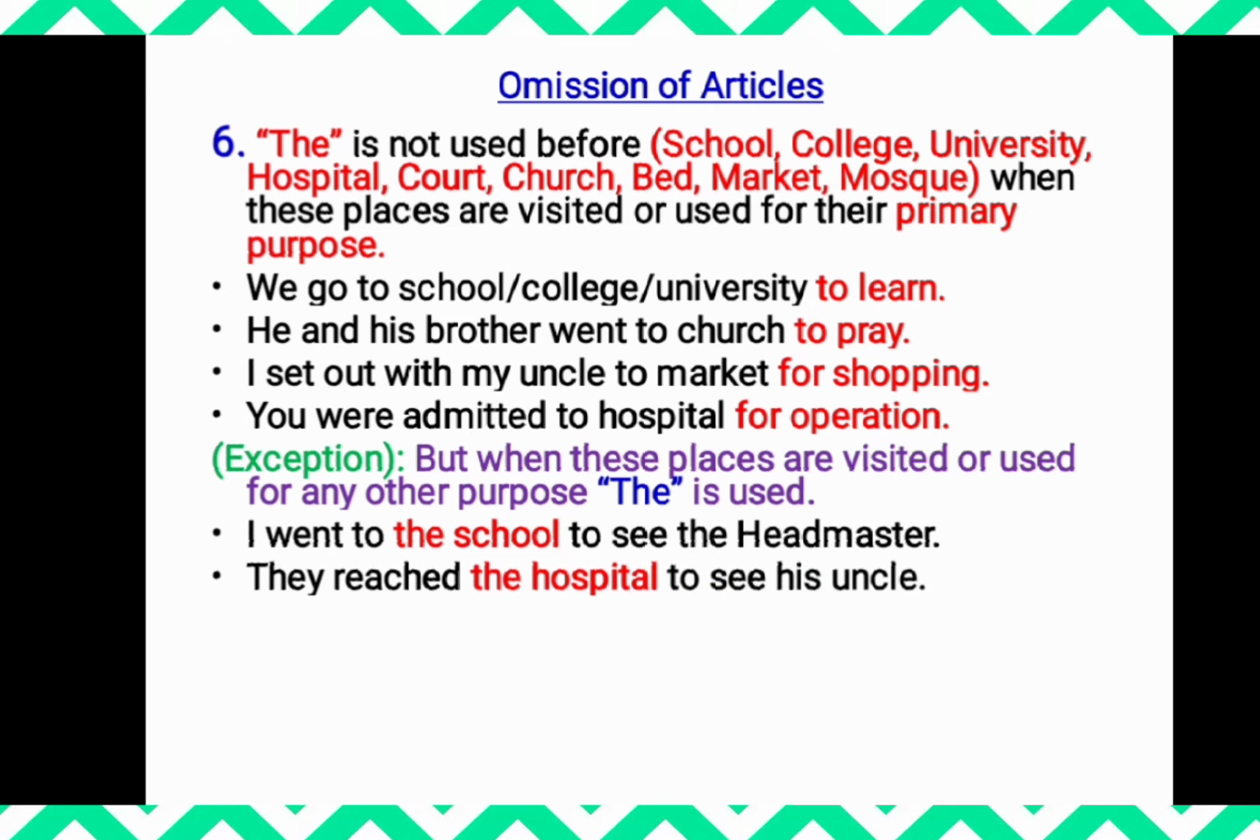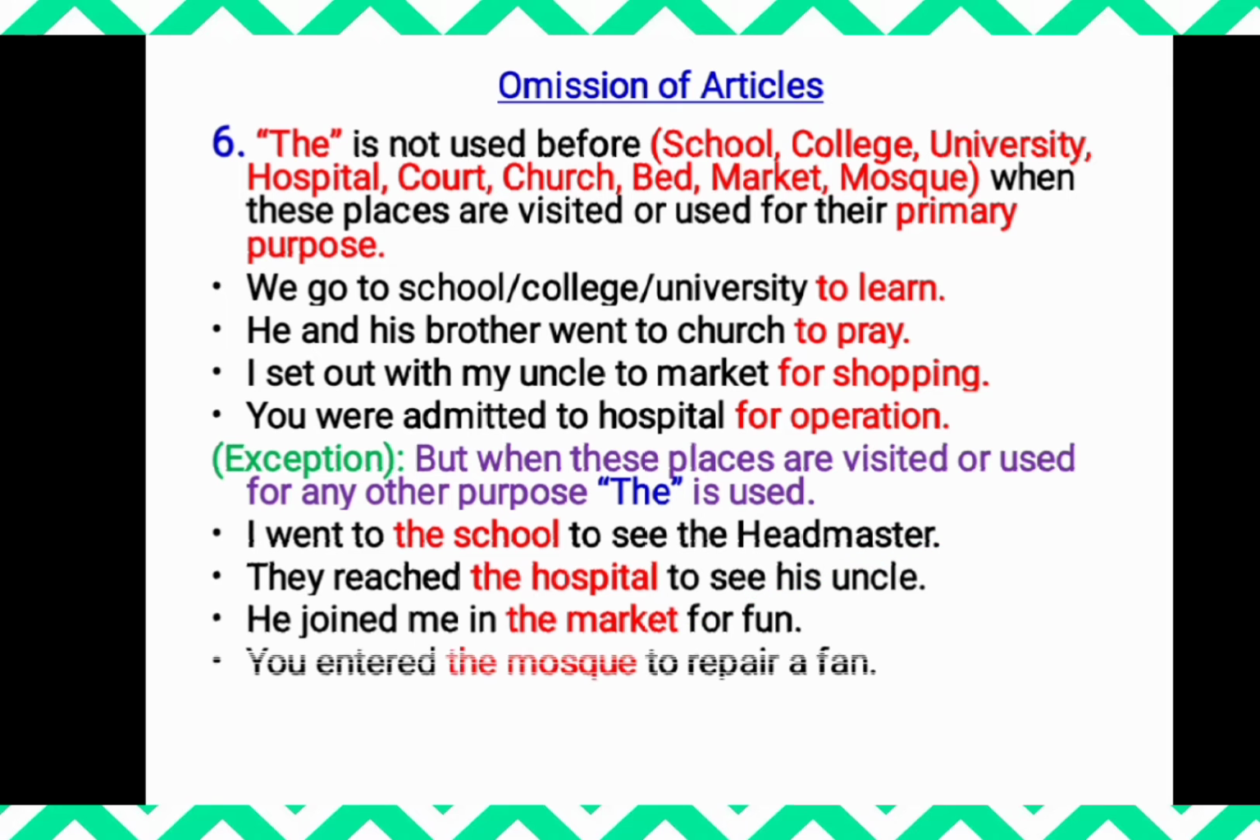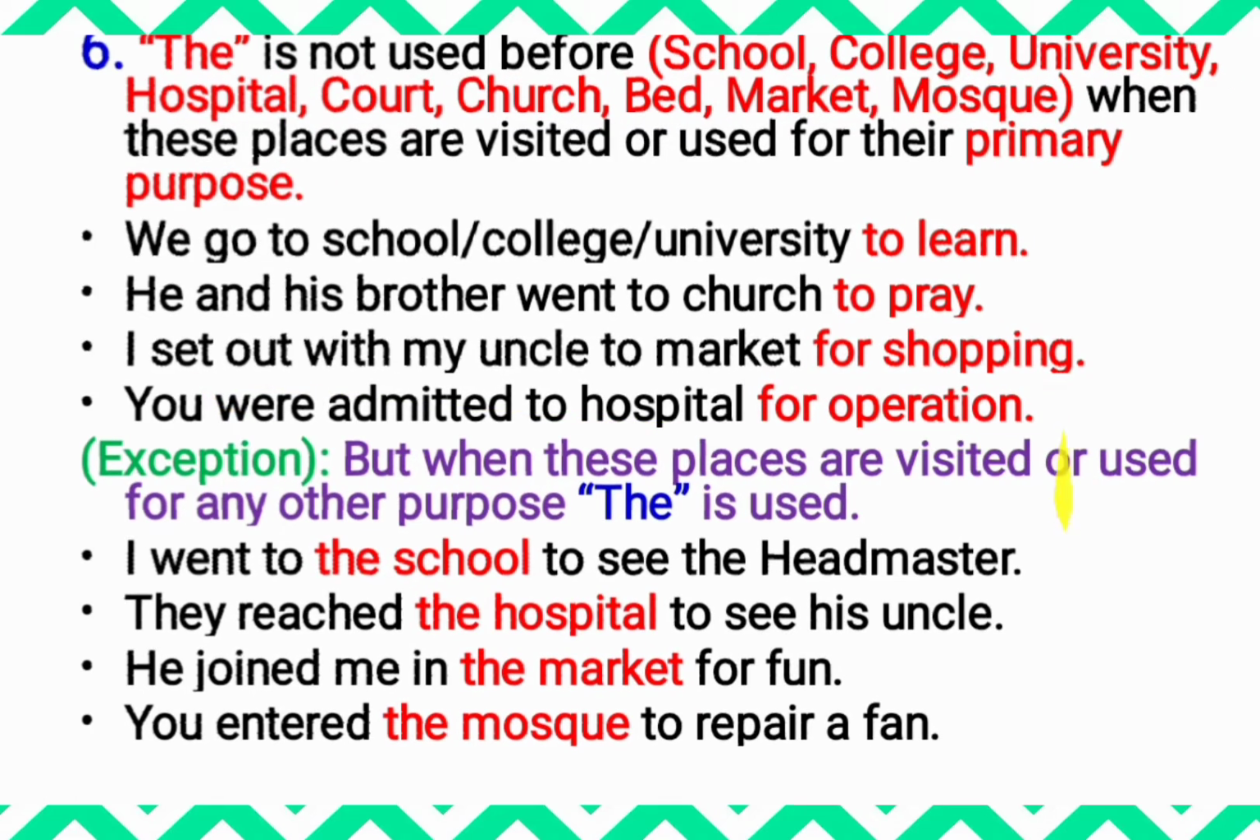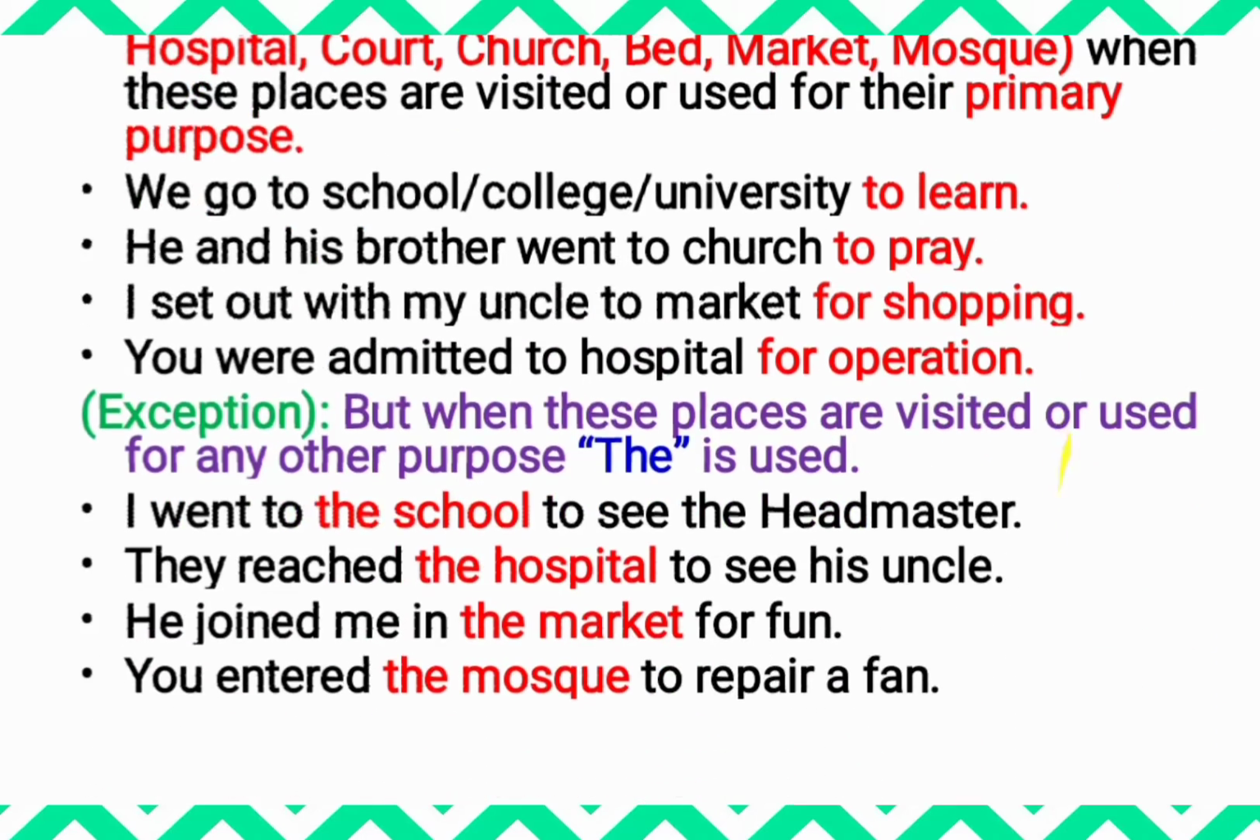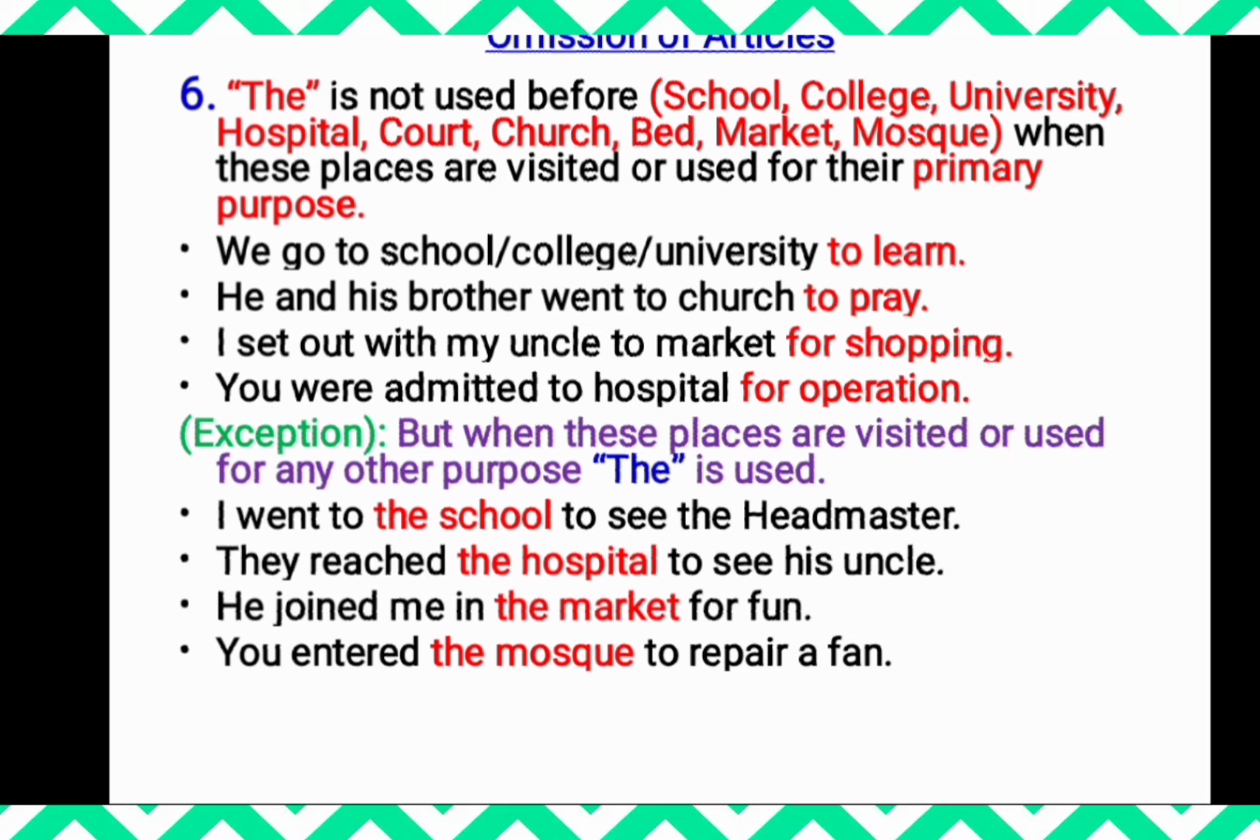They reached the hospital to see his uncle. That is also another purpose. And the third example, he joined me in the market for fun. When these places are visited or used for any other purpose, the is used. And the last example is you entered the mosque to repair a fan. That is also a very suitable example of this rule number 6. You can see categorically. Okay, that is rule number 6.